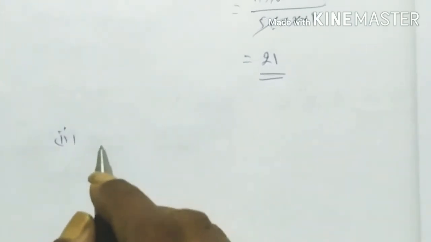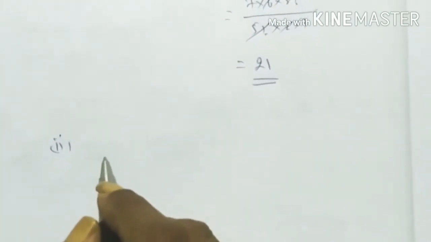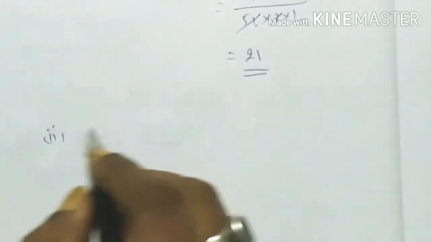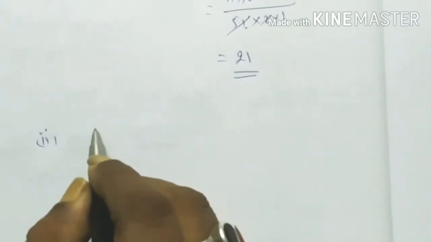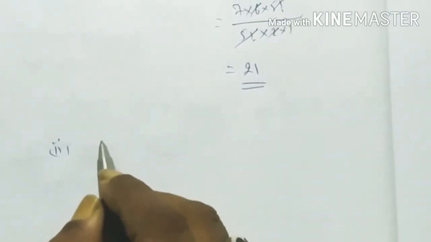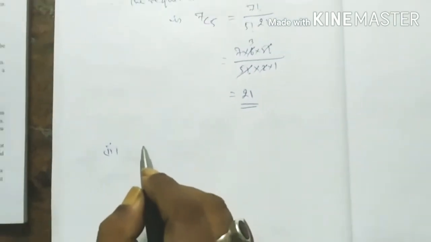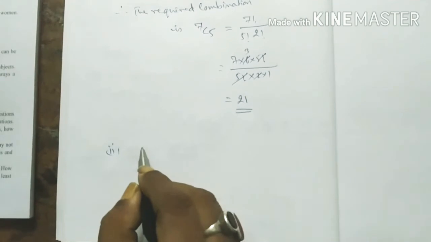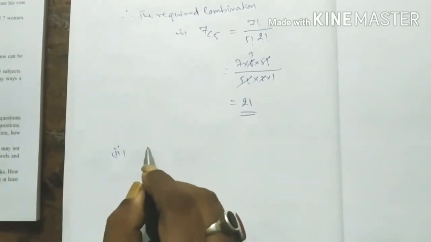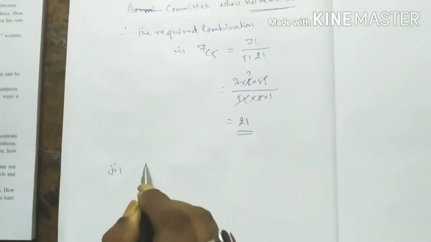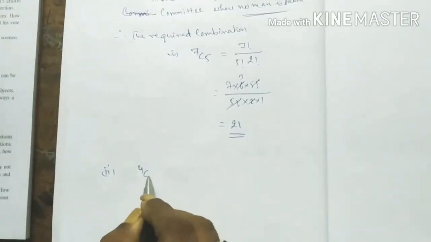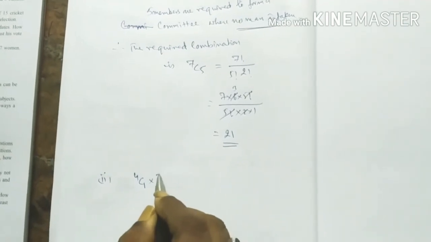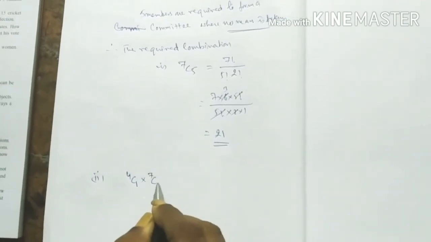Now the second question is at least one man and one woman are taken. That is, at least one and above. So our arrangement will be from 4 men I will select 1 man, and from the rest, the 7 women, I will select 4 women.